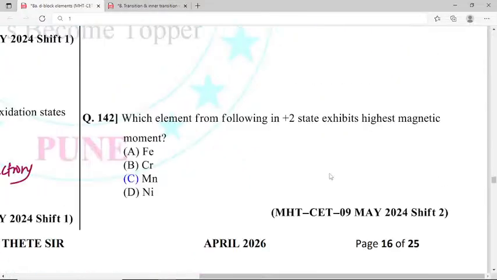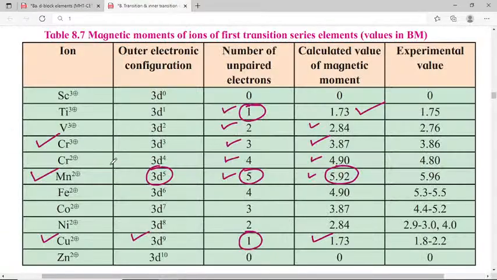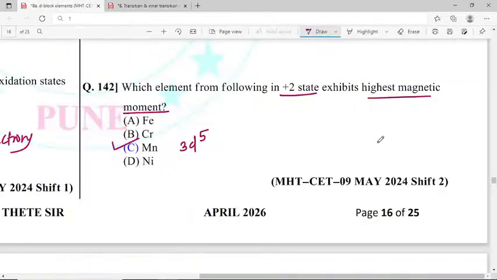Which element from the following in +2 state exhibits the highest magnetic moment? Manganese. Manganese is 3d5, so 5 unpaired electrons in the plus 2 state, the highest value. The magnetic moment is 5.92.